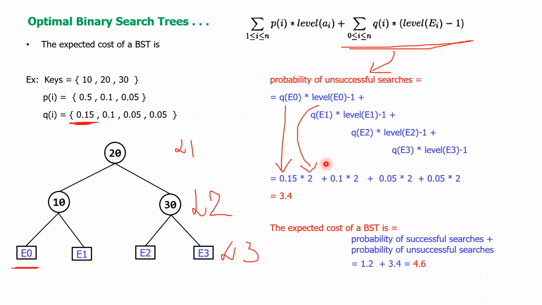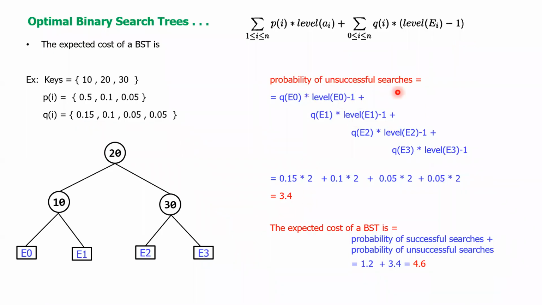Now, in the same way, I am going to calculate for E1. What is the probability of E1, and what is the level of E1, minus 1, and so on. There are 4 leaf nodes, E0, E1, E2, and E3, which represent the unsuccessful searches. So for each unsuccessful search, what is its probability times what is its level minus 1? And now this you will calculate as 3.4, which represents the cost of unsuccessful searches. So what is the total cost of the binary search tree? It is equal to the cost of successful searches plus unsuccessful searches, which is 4.6.